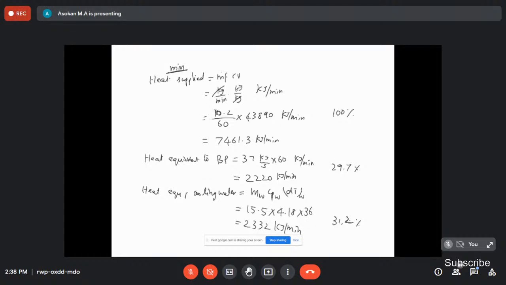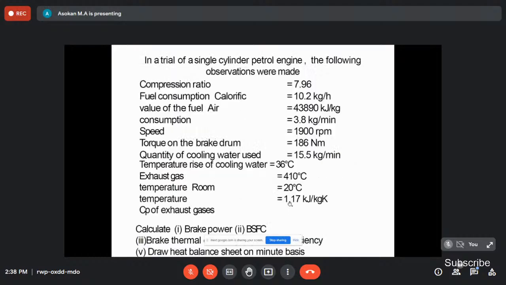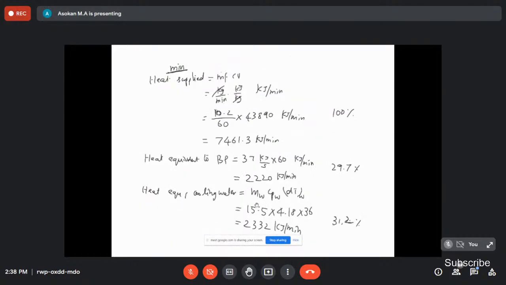36 degrees, either Celsius or Kelvin, both are the same; the difference is the same. The mass of the fuel is 15.5, and the mass of water, 15.5 kg per minute, is given. So we can use the 15.5, and Cp of water we already know is 4.18. Then the difference comes around 3 kilojoules per minute, which is around 31.2%. So the cooling water absorbs more heat than the power generation.